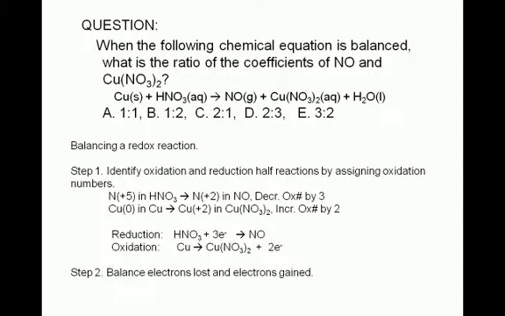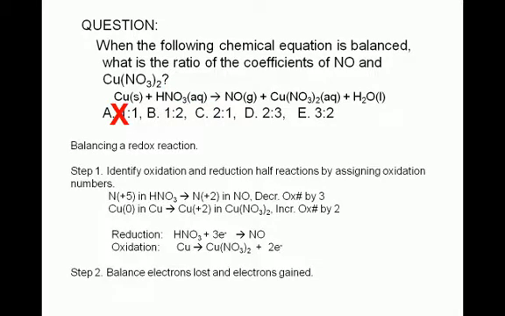Let's examine the implications of the ratios given in the answer choices. In choice A, the product ratio is 1:1. If 1 nitric oxide is formed, that means a gain of 3 electrons. If 1 copper nitrate is also formed, that means a loss of 2 electrons. 3 electrons gained and 2 electrons lost. Electrons gained is not equal to the electrons lost. Choice A can't be right.